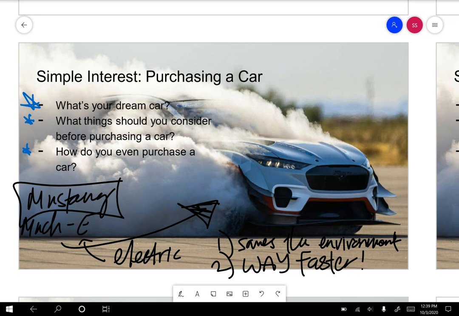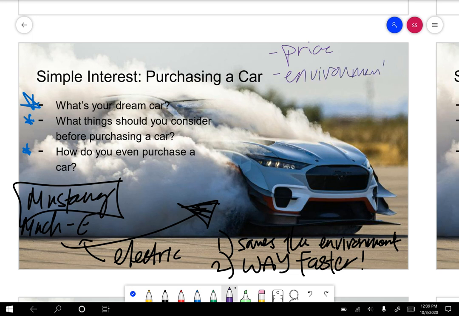What things do you think you should consider before purchasing a car? When I ask this question, a lot of people will answer things like price, right? Maybe environment things, so is it good for the environment, like an electric car or hybrid car? A lot of people, especially in Utah, will talk about, does it have all-wheel drive or four-wheel drive? This Mustang Mach-E, you can get all-wheel drive on it, so it'd be awesome in Utah.